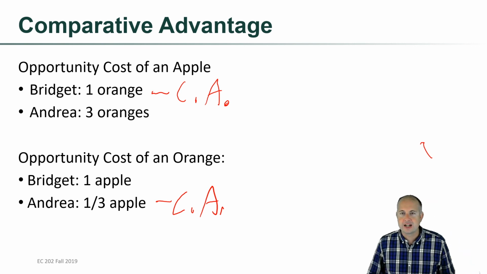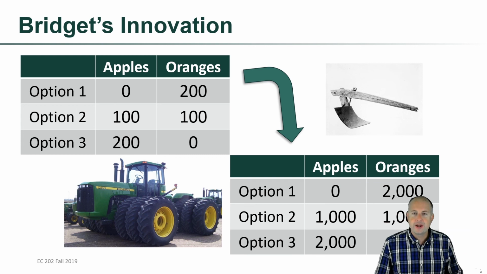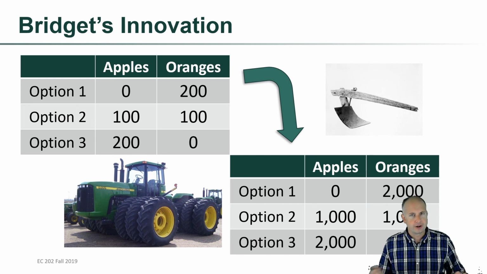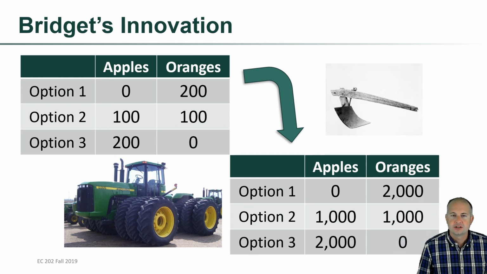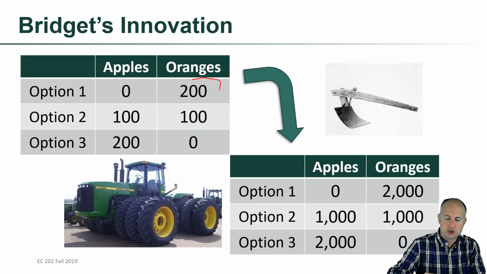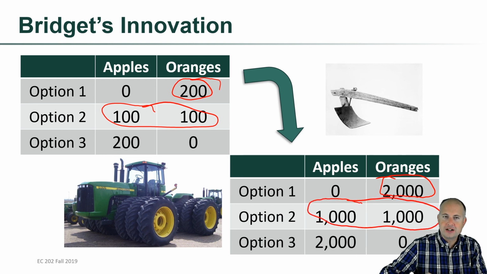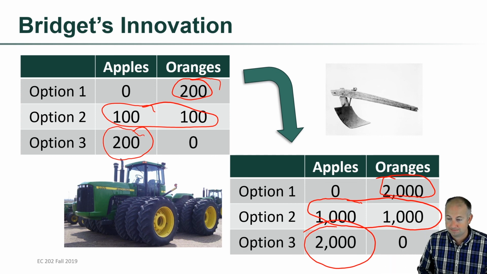Next, let's look at something pretty neat. Let's suppose that Bridget comes up with some sort of innovation. Here I have an example of going from the original John Deere plow to modern farming equipment. And we're going to say that however she does it, Bridget is able to become 10 times as productive. So it used to be that if she only produced oranges, she could produce 200. Now she can produce 2,000. Things she used to be able to do 100 of each, now she can do 1,000 of each. Used to be she could do 200 apples, now she can do 2,000. So she's much, much more productive. Far more productive than Andrea is.